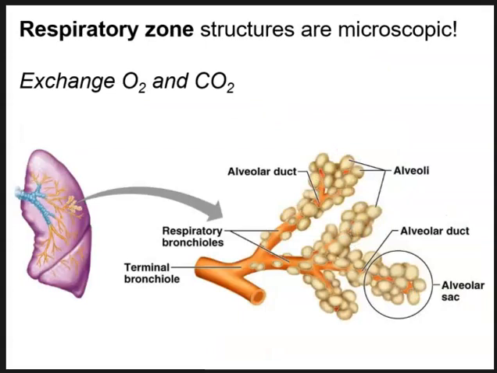So here on this next slide, we can see the respiratory zone in this picture. Now, the respiratory zone structures are microscopic, so these structures we actually do see in our histological slides of lung tissue. So the respiratory zone, again, is important for the exchange of oxygen as well as carbon dioxide. The conducting zone ends at the terminal bronchiole and the respiratory zone begins at the respiratory bronchioles, which will continue on to alveolar ducts. And at the end of the alveolar ducts, you'll have these clusters of alveoli called alveolar sacs.